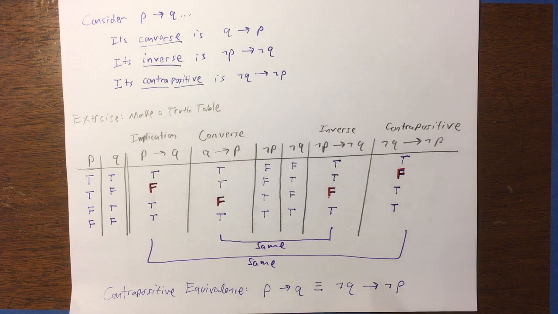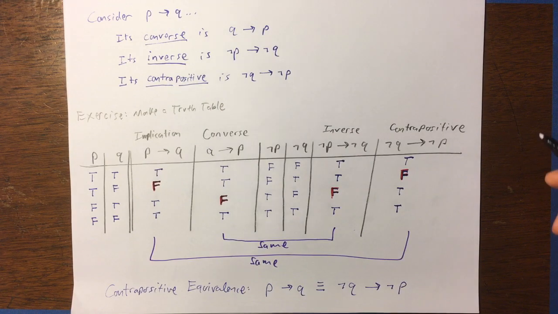So you notice here, to get the contrapositive, you have to negate both of them and also swap the order. So the arrow is going in the other direction. That produces an equivalent proposition. And that's going to be pretty useful to us down the line.